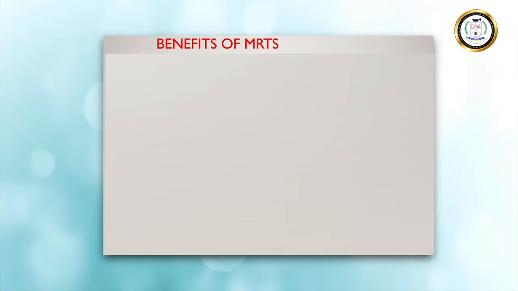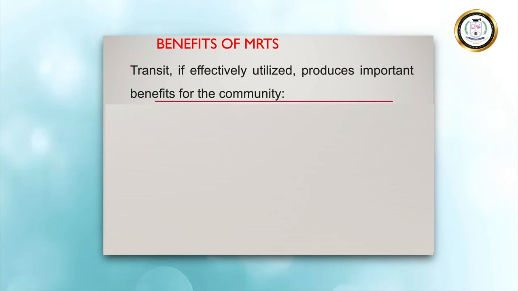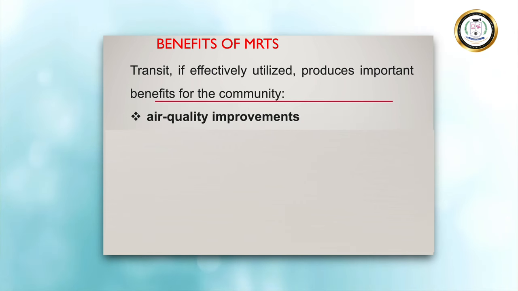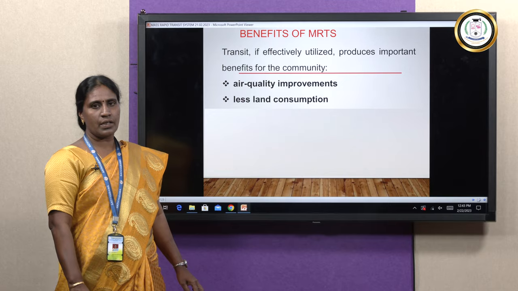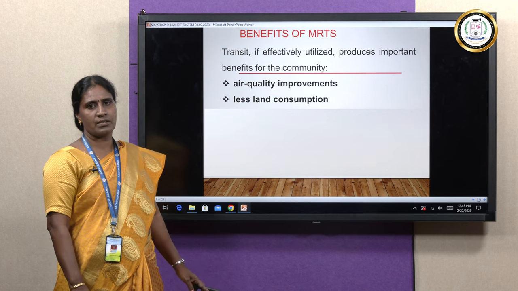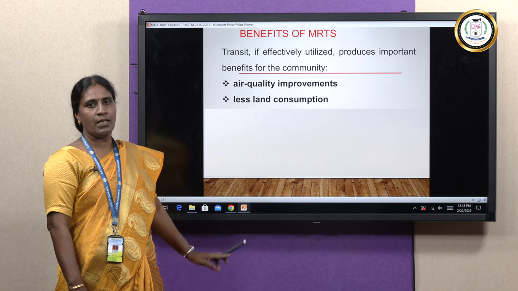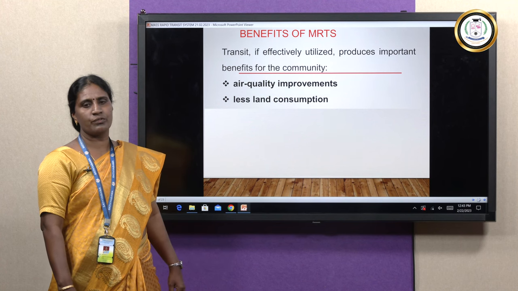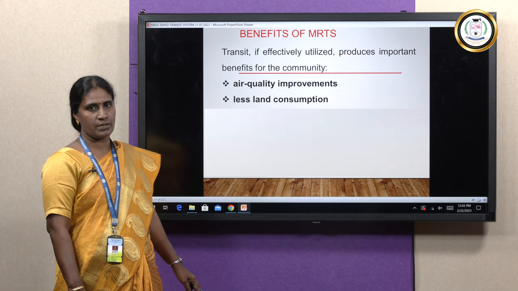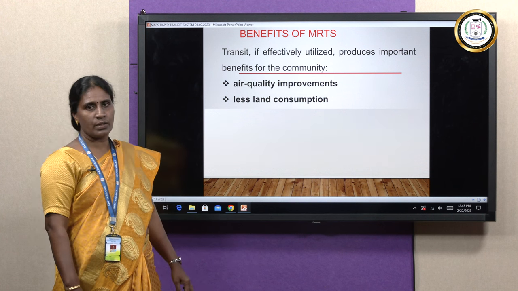The benefits of MRTS include various benefits for the community. Number one, air quality improvements. There is no air pollution and less noise pollution. The second, land consumption. There are two types of land areas which we use in the MRTS. One is the elevated structure, the other is an underground structure. An elevated structure requires a minimum of 2.6 meter width, and an underground structure doesn't require space since it is below the ground level.